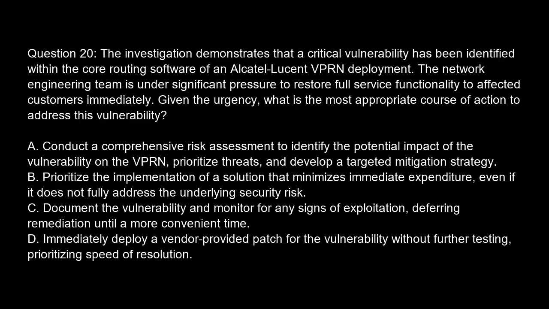Option A. Conduct a comprehensive risk assessment to identify the potential impact of the vulnerability on the VPRN, prioritize threats, and develop a targeted mitigation strategy. Option B. Prioritize the implementation of a solution that minimizes immediate expenditure, even if it does not fully address the underlying security risk. Option C. Document the vulnerability and monitor for any signs of exploitation, deferring remediation until a more convenient time. Option D. Immediately deploy a vendor-provided patch for the vulnerability without further testing, prioritizing speed of resolution.